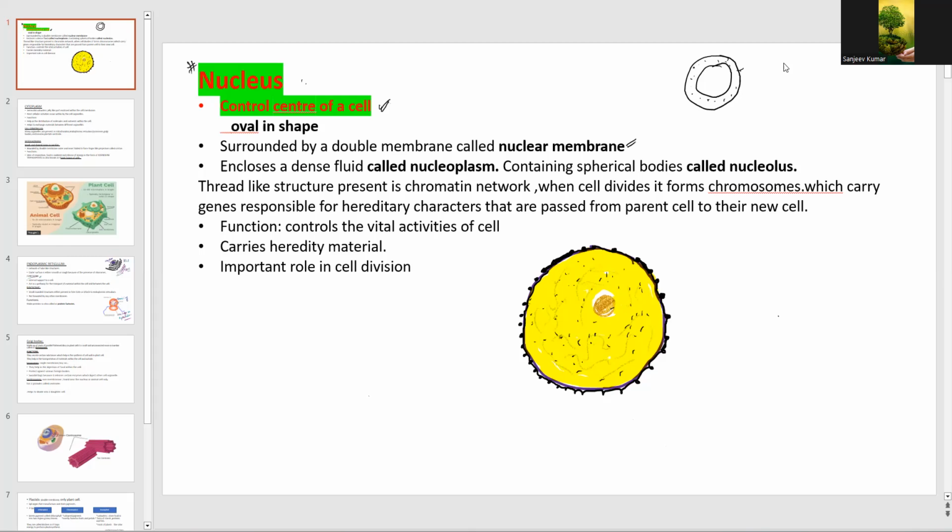Now, when we go through this nucleus, it is surrounded by the double membrane, and the double membrane is called the nuclear membrane. The membrane is the covering; the outer covering is known as the membrane. It encloses the dense fluid called nucleoplasm. This is the nucleoplasm, meaning fluid.